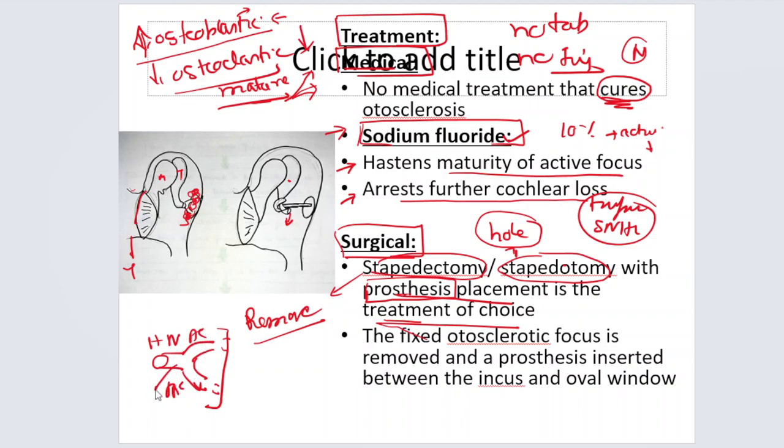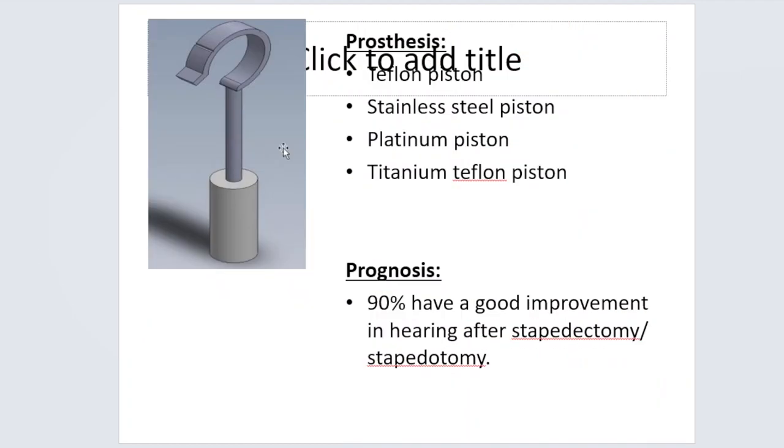You take it out, make a perforation or a hole in the stapes foot plate, and put a prosthesis. So this is the prosthesis. The most common prosthesis that we use is a Teflon prosthesis, a Teflon piston. The other ones, which are important to mention, are the stainless steel piston, platinum piston, and titanium Teflon piston. So these are the four types of piston that we use.